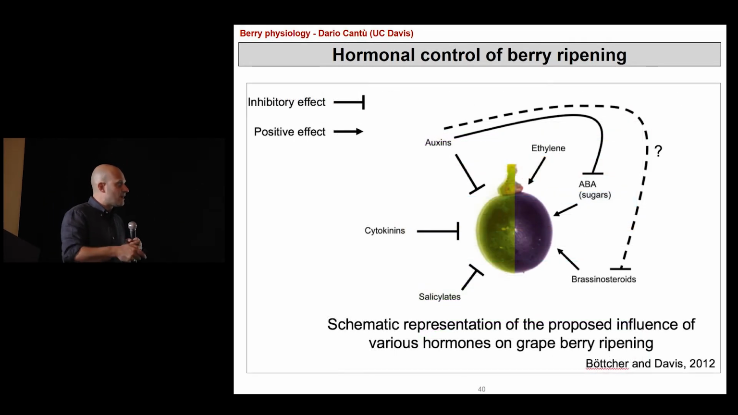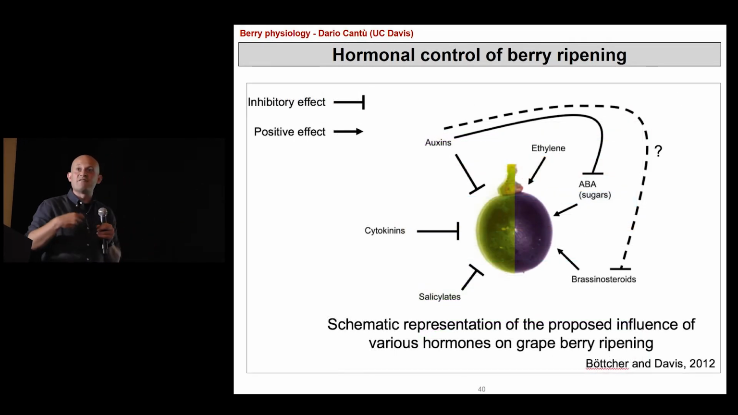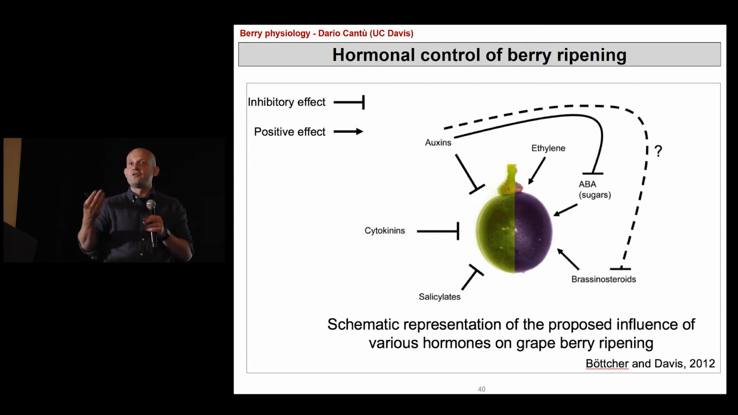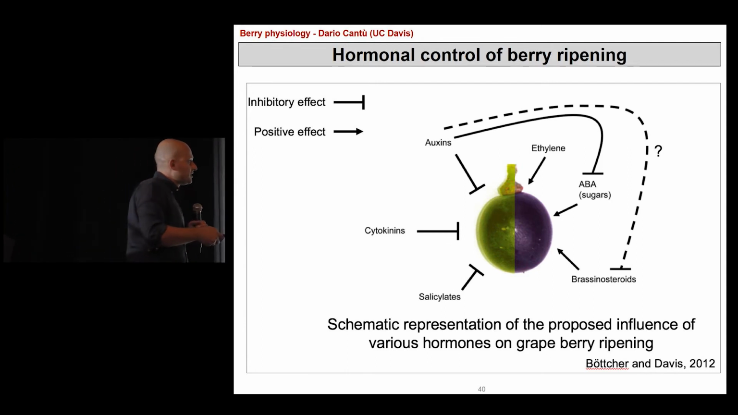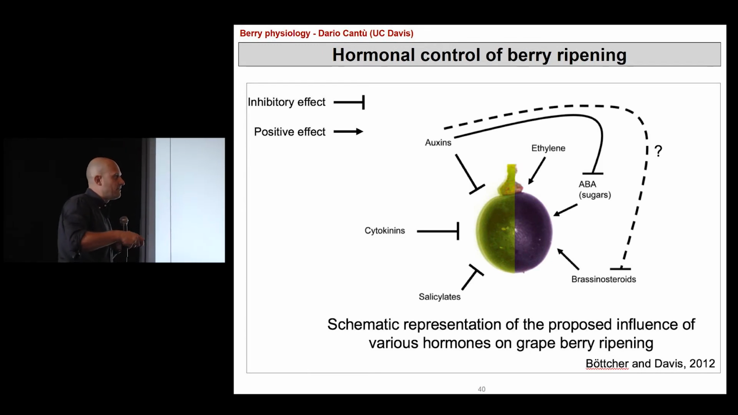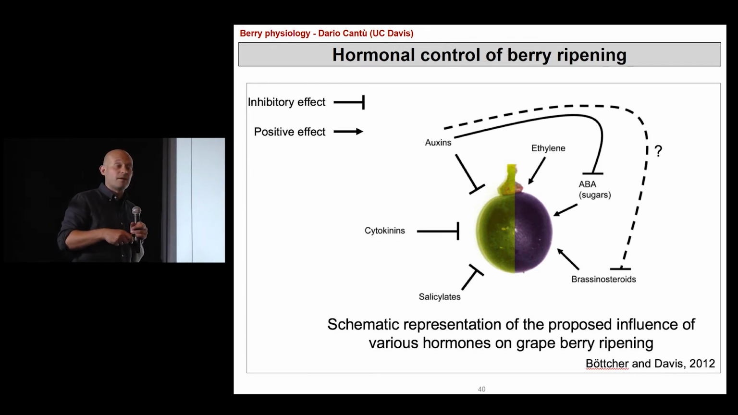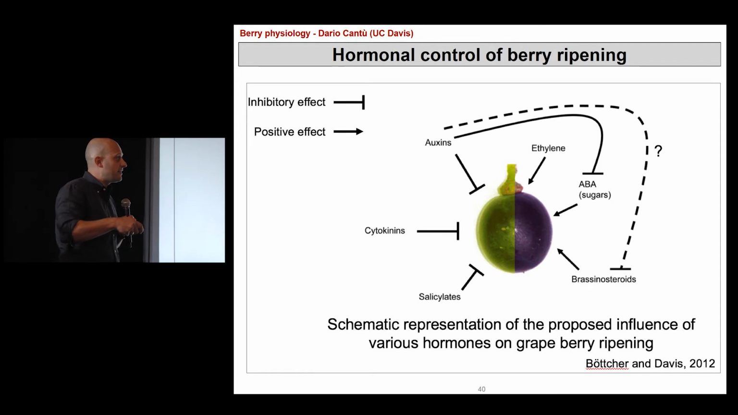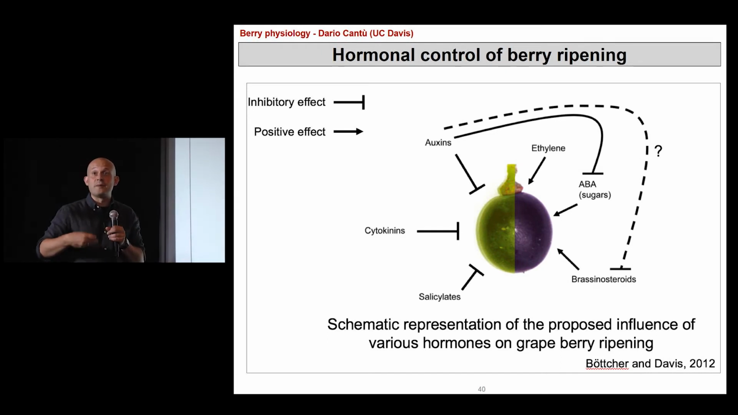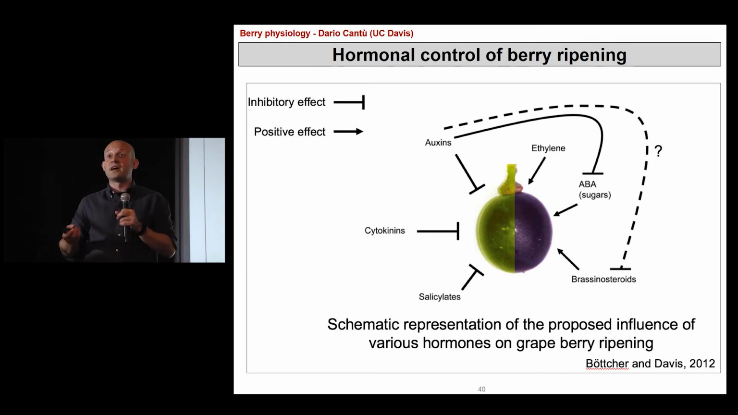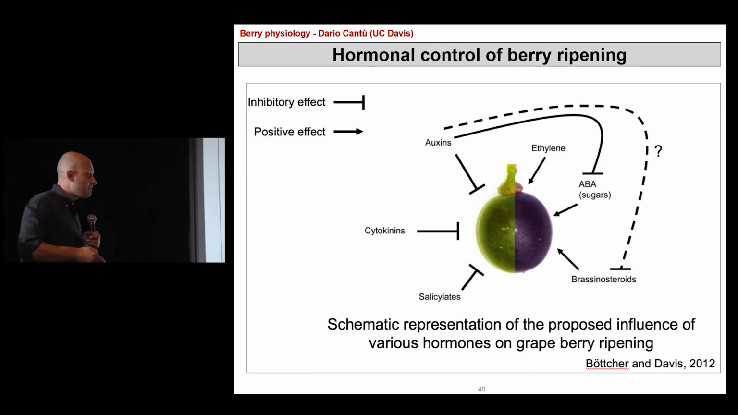And this is, again, a summary slide showing how different hormones may have a positive or negative influence on what is happening inside the berry. So typically auxin, cytokinin are believed to be negative regulators of ripening, whereas ABA, ethylene, and brassinosteroids are believed to be positive regulators that push, accelerate ripening and make, in the case of ABA, for example, make the berry produce more anthocyanin, for example. Okay?